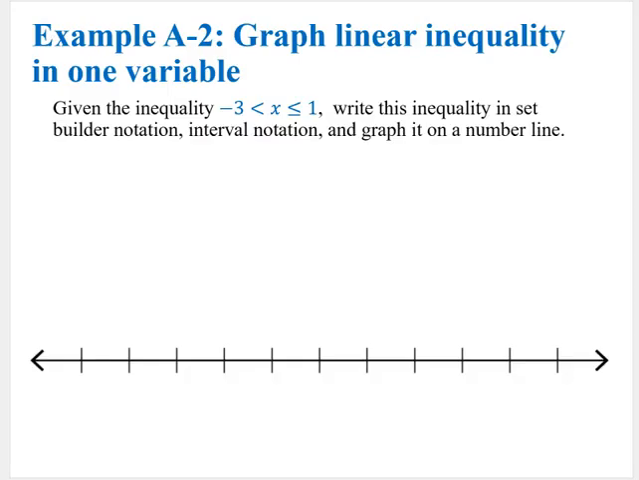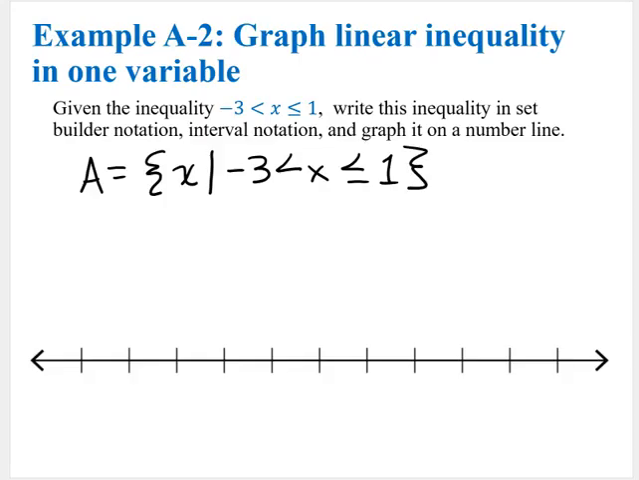All right, here's another example. Same thing, here's an inequality: -3 is less than x, which is less than or equal to 1. I would like you to write the answer in set builder notation, interval notation, and graph it. Let's start with set builder notation. If you want to press pause and try this before me, please feel free to do so. So set builder, this is our inequality, so I'm just going to write my set, whatever you want to call it, B, is the set of x's such that they fall between -3 and 1. So there's your set builder notation.